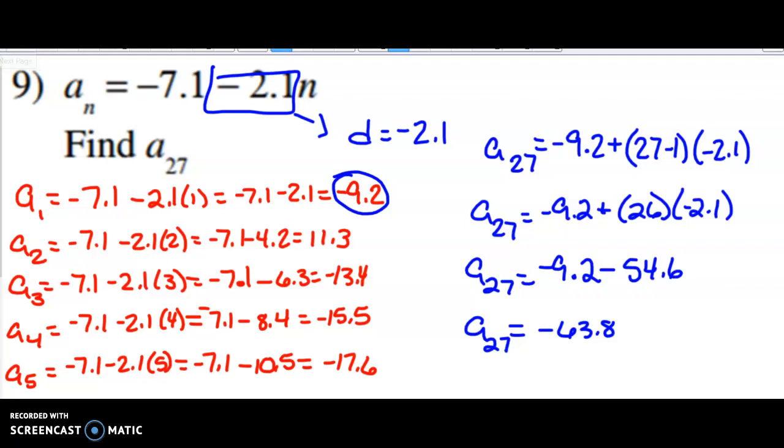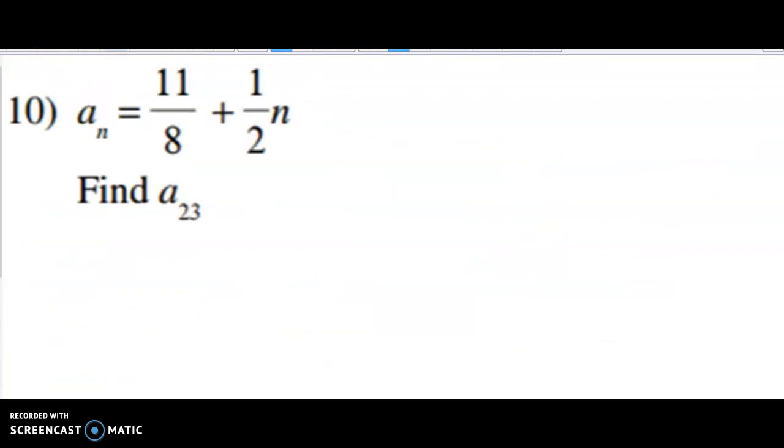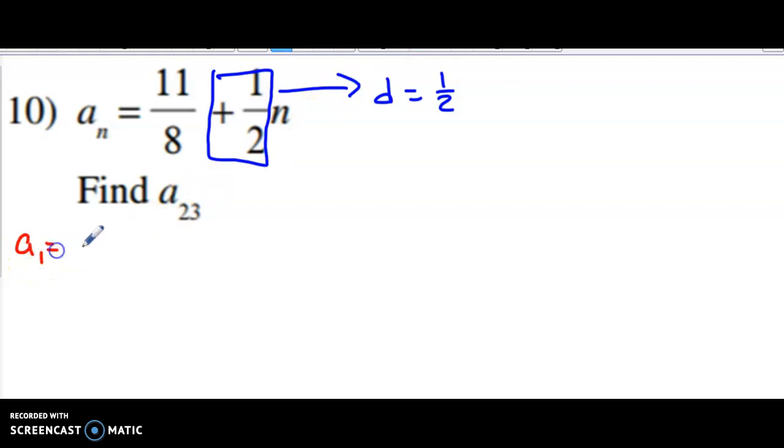Let's try another one. Now we think we've got this one done. Oh, look, this one we have some fractions. But look, we know that whatever is multiplied times n is our common difference. So my common difference is 1/2. I do need to figure out what my a sub 1 value is. So I have a sub 1 is equal to 11 over 8 plus 1/2 times 1, which is the same thing as 1/2. Remember, we have to get a common denominator before we can add these.